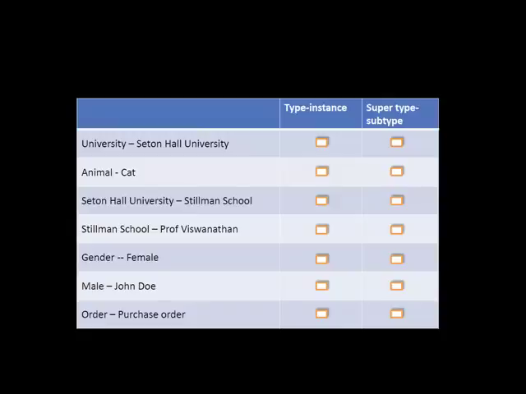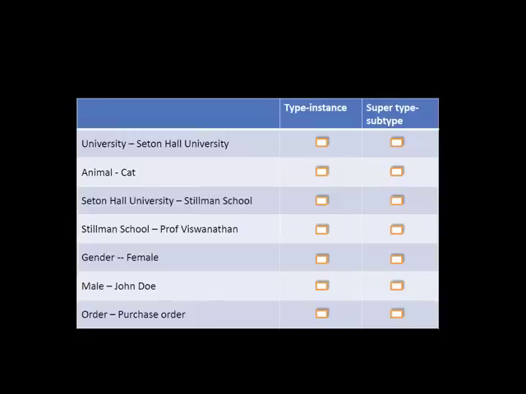Gender, female, it could be supertype subtype, right? Because it's not supertype subtype, it's just type instance, right? This is tricky again. Why do I say type instance? Okay, gender is a type, and you may say female and male are instances of the type. Okay? Now, can you say female is a type?